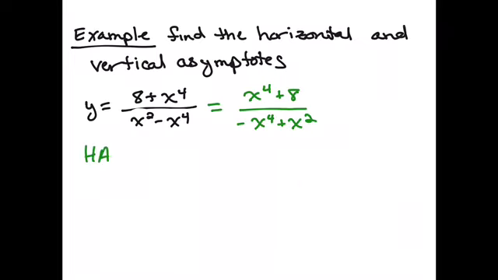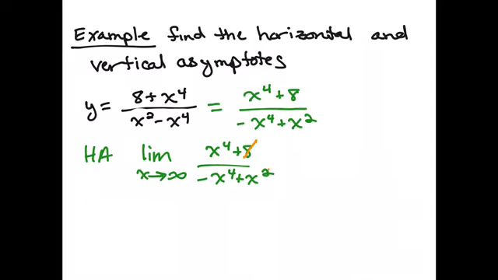Then for my horizontal asymptotes, they're going to occur at the limit as x goes to infinity of x to the fourth plus 8 over negative x to the fourth plus x squared. We're going to say the 8 and the x squared are insignificant. So we're going to get negative 1. So we have a horizontal asymptote at y equals negative 1.